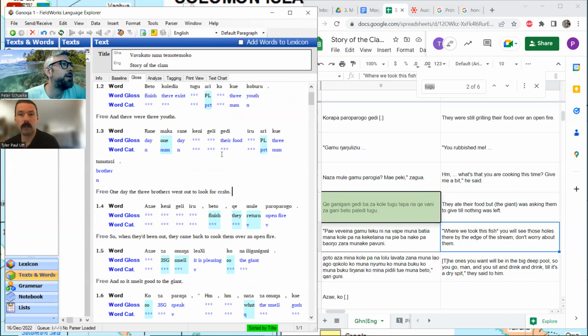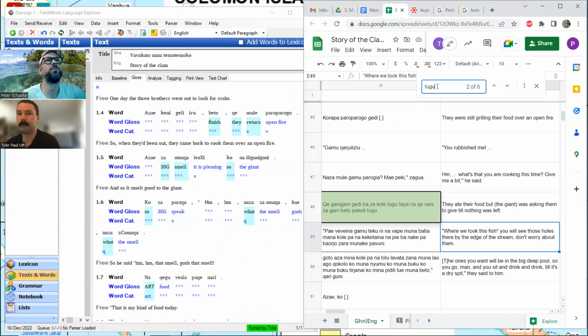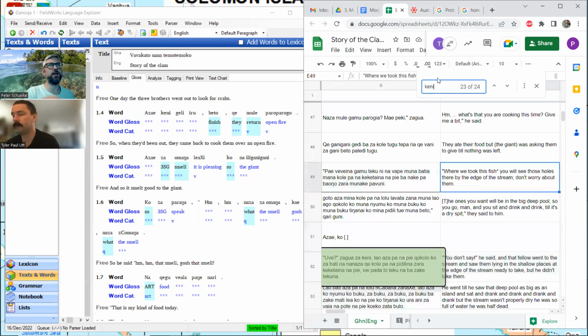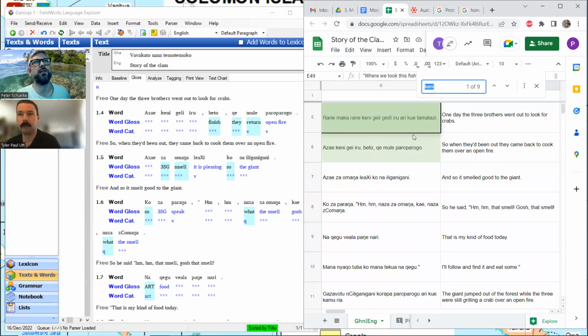All right. Now, Kenny has been plaguing us. What could Kenny mean? So they'd been out, they came back to cook their food over an open fire. Mule is returned, so they'd been out. Let's look at Kenny right quick and see if we can figure out what's going on here. Let's go ahead and go to the first instance. Boom. The one we just saw.